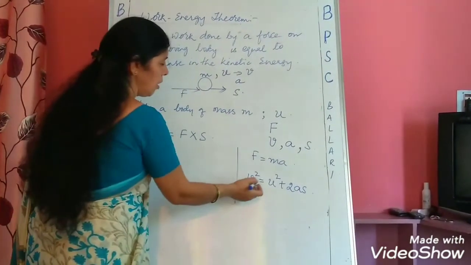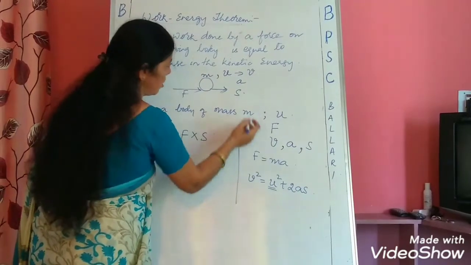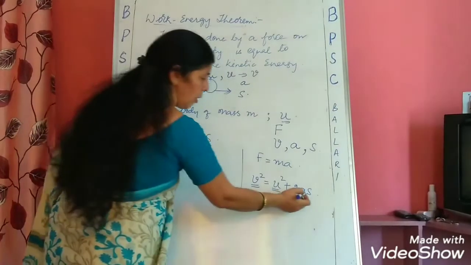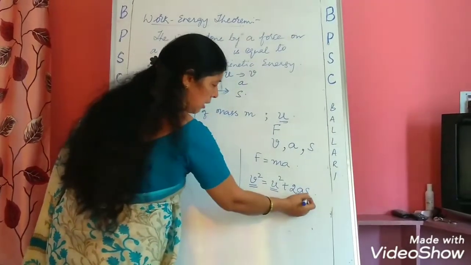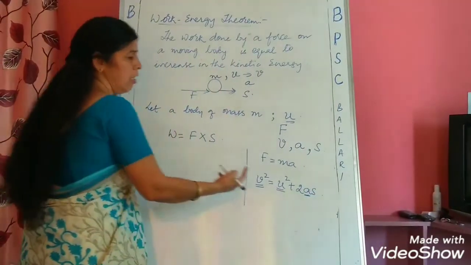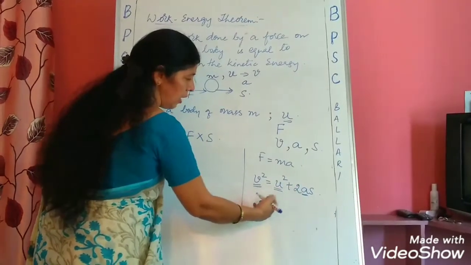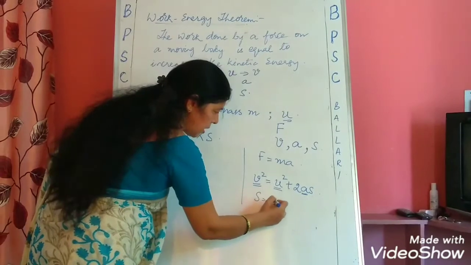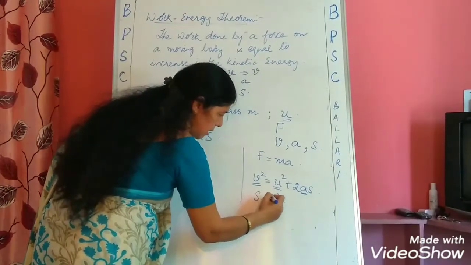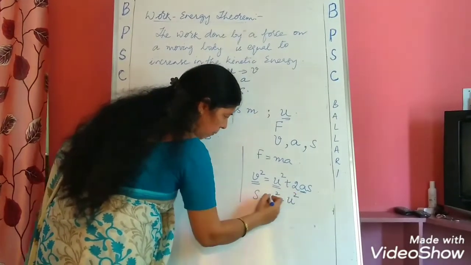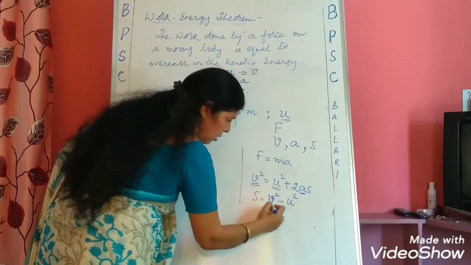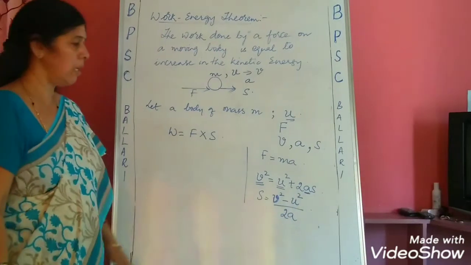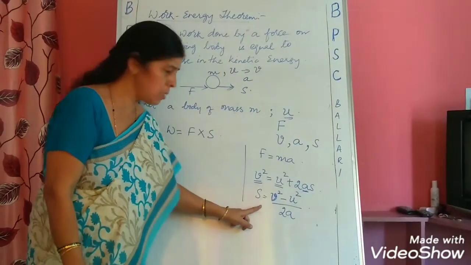Now here, what is the initial velocity? Initial velocity is u only. Final velocity is v only. What is the acceleration? A. This is the displacement. Now from this, can you get an expression for displacement? S will be equal to v square minus u square by 2a. This will be the expression for displacement.